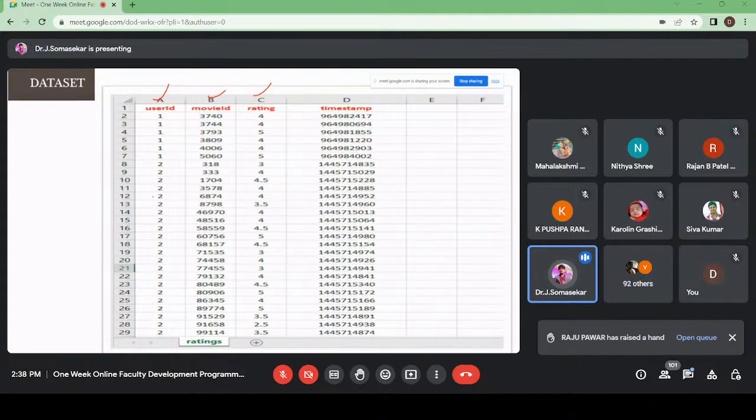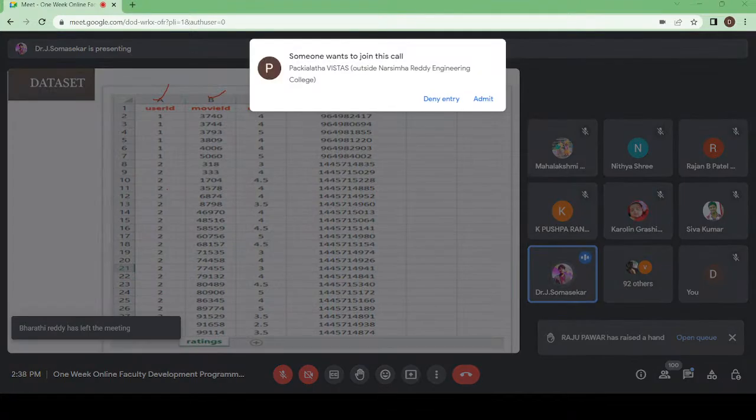This is a screenshot of the first page of the data set. If you are looking for all the attributes and all the records, you can go through the website grouplens.org. There you can download this data set.